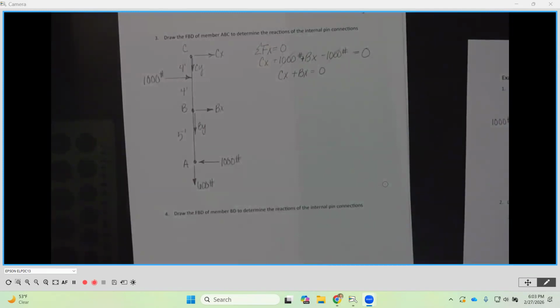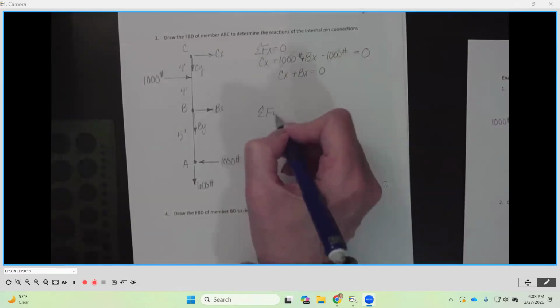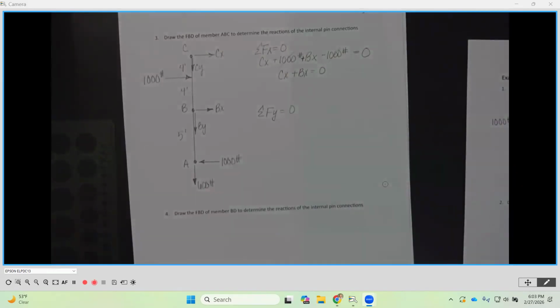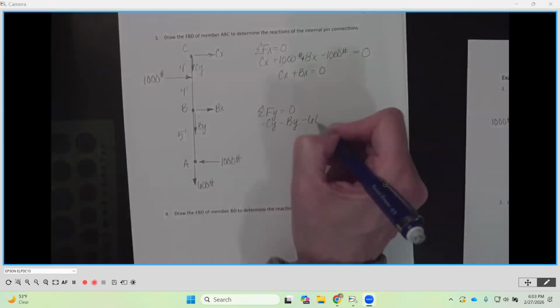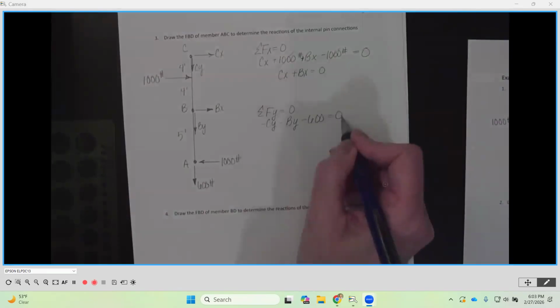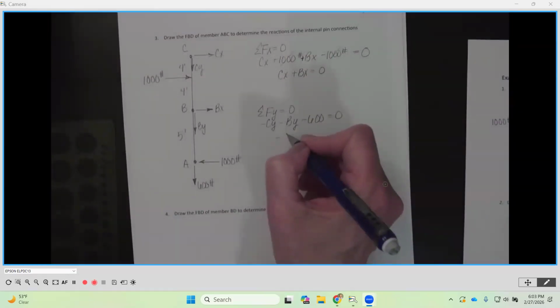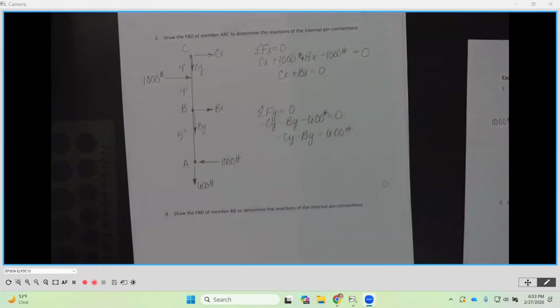Any other ideas? What can we do next? Sure, we can do the y's. Yep, let's try the y's and see what we get. I'm going to leave a little space here because I'll probably be coming back and filling that in. I'm going to sum my forces in the y equals 0. Now I've got a negative Cy, a negative By, and a negative 600 equal to 0. These are my three forces in the y. Putting the 600 on the other side, we have negative Cy minus By is equal to 600 pounds. Again, we've got two unknowns, and that's okay, but we can't solve for anything there. So now what are we going to do?